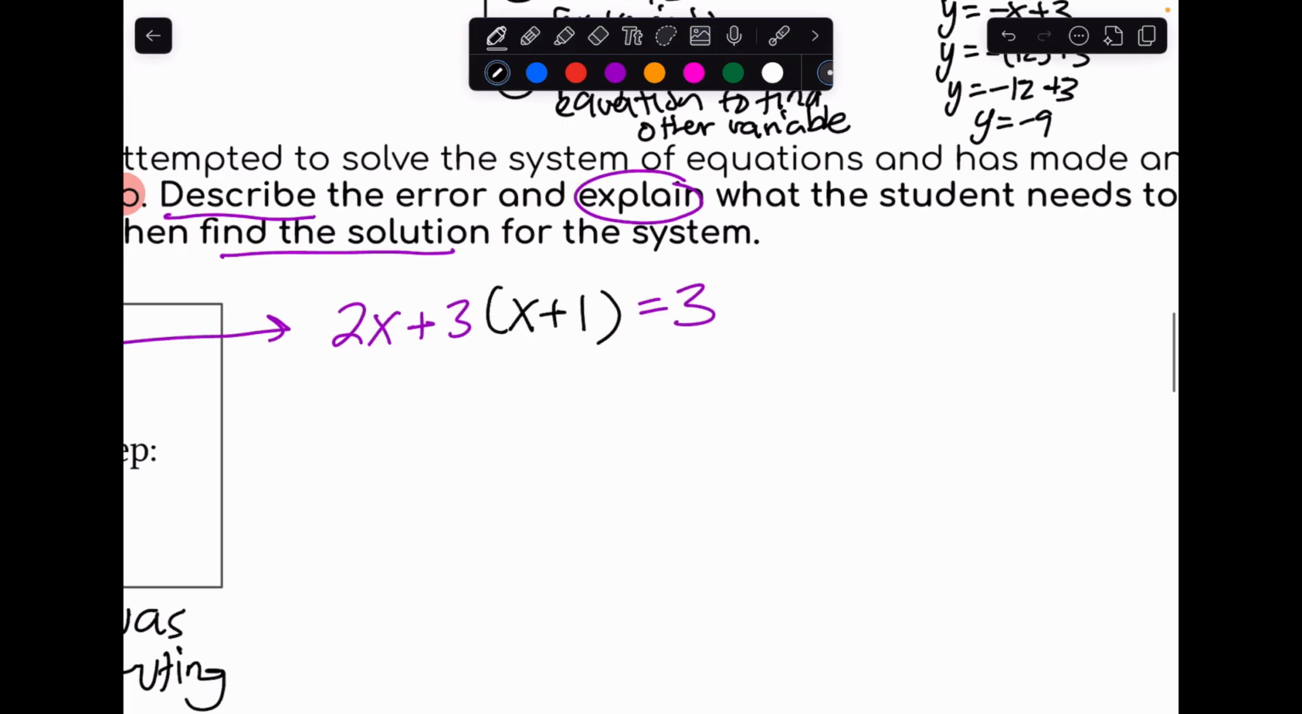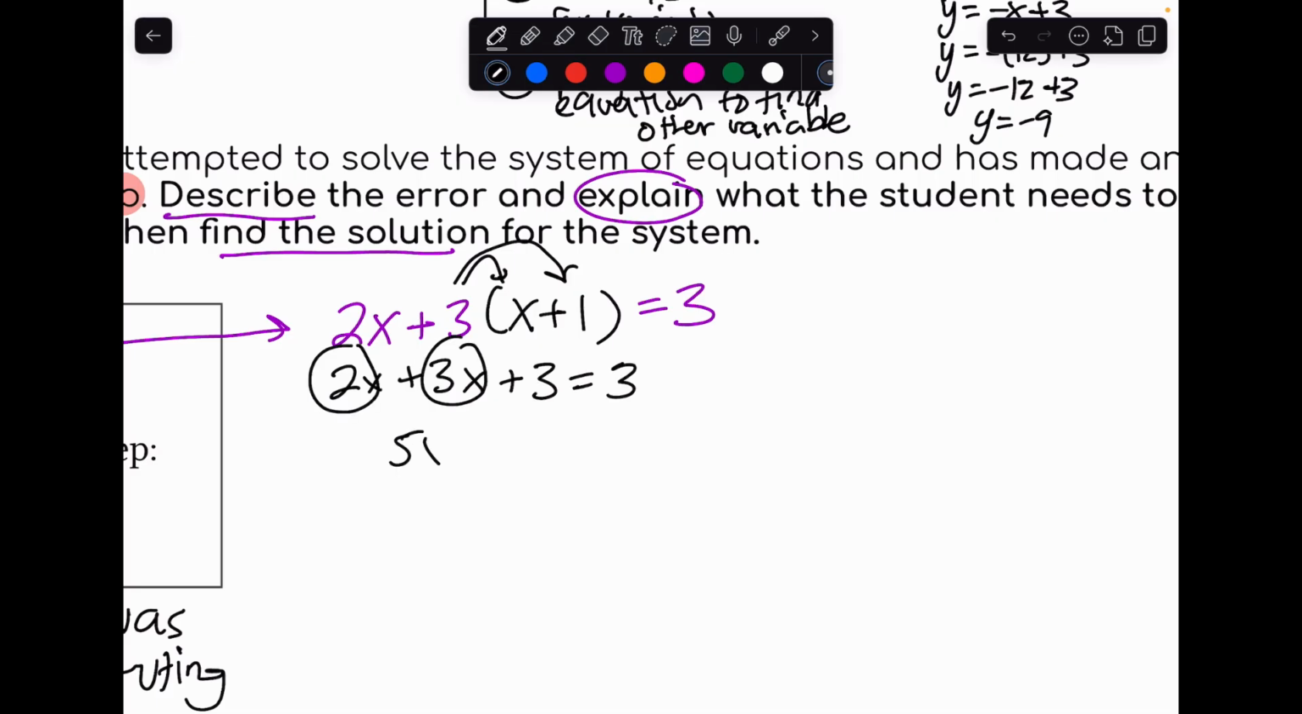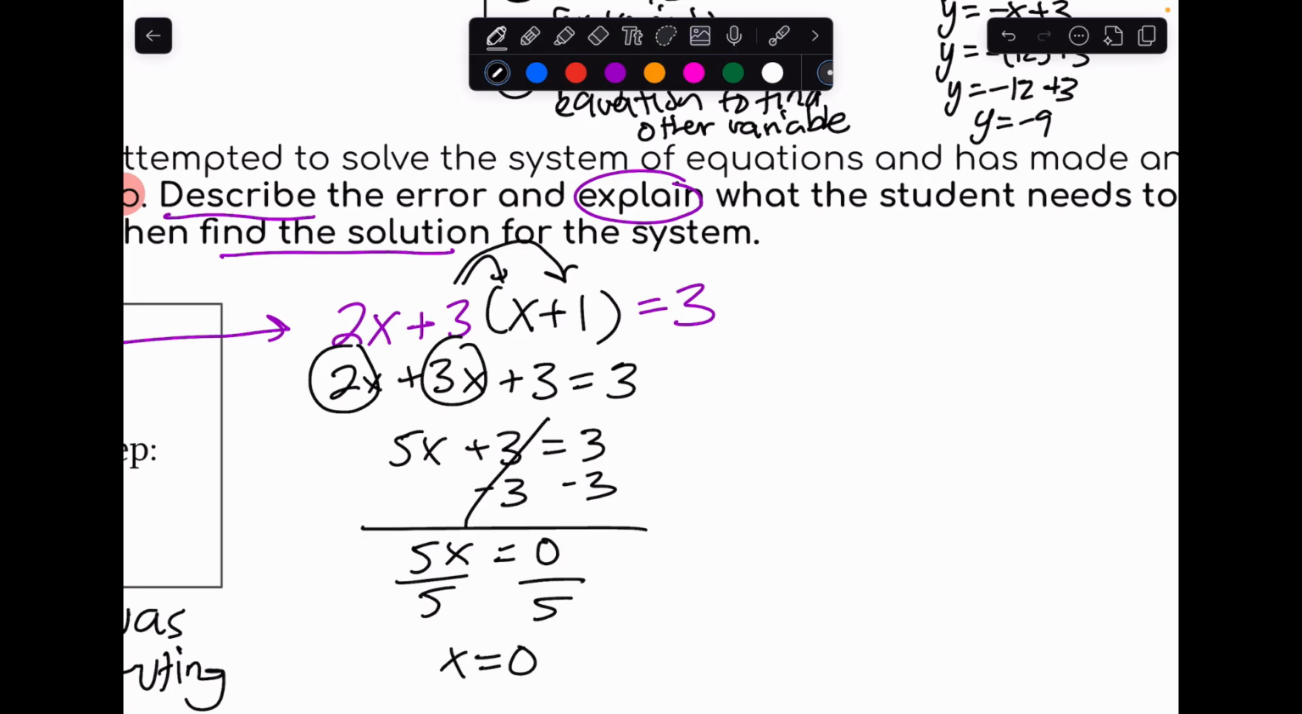Okay, so now if I solve this algebraically, I need to distribute. So 2x plus 3x plus 3 is equal to 3. Combine like terms. This is my like terms. I get 5x plus 3 is equal to 3. Subtract 3. I get 5x is equal to 0. I get x is equal to 0. So therefore, I found the x value of my ordered pair to be 0.